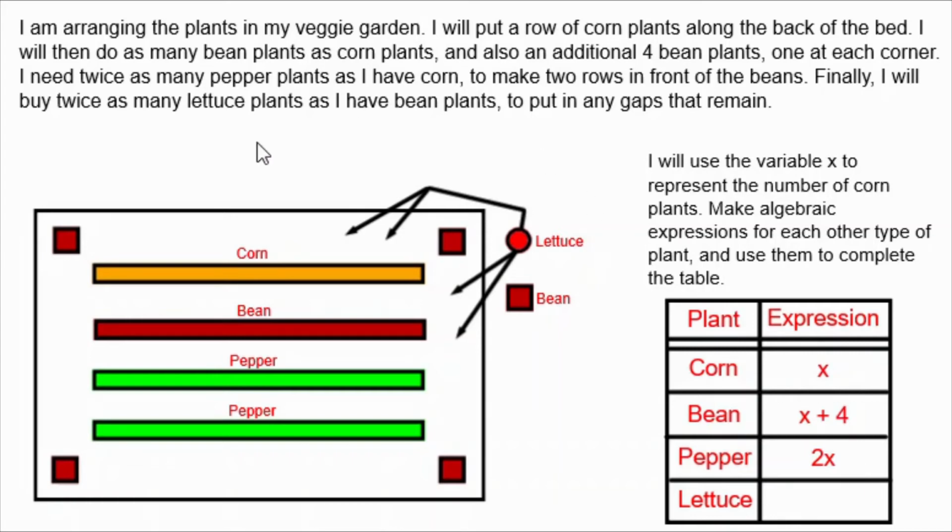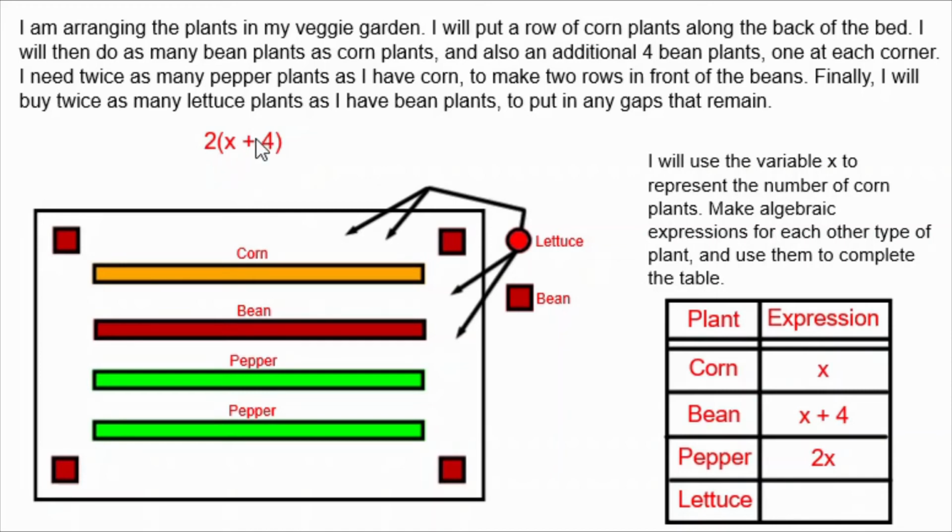Finally, there's the lettuce. I need twice as many lettuce plants as I have bean plants. Not twice as many as corn, twice as many as bean. And I already expressed bean as x plus 4. So I'll write it here. I need twice as many as x plus 4. I'd show that by multiplying the expression x plus 4 by 2.